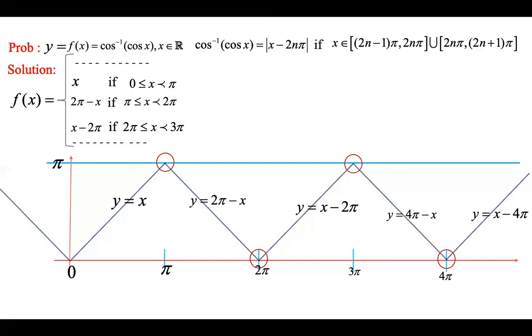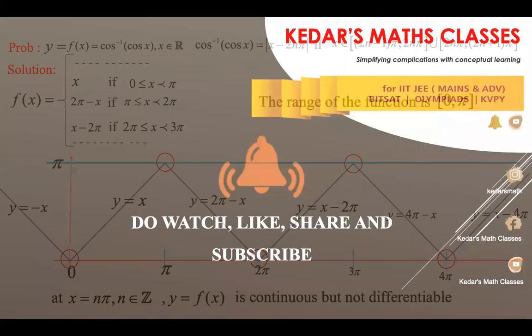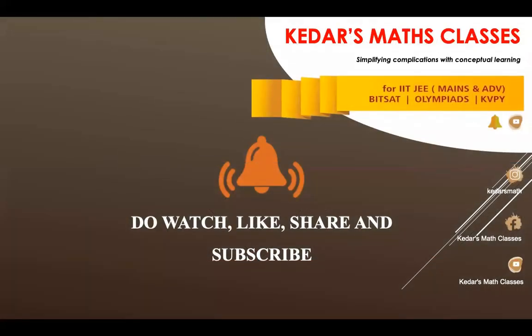And you can also observe that the range of this function, when we see on the y-axis, the function values will lie in the interval 0 to pi only. Therefore, the range of this function is 0 to pi. And at all integral multiples of pi, the function is continuous, but not differentiable. So these are exactly the points I wanted to discuss in the differentiability part 2.